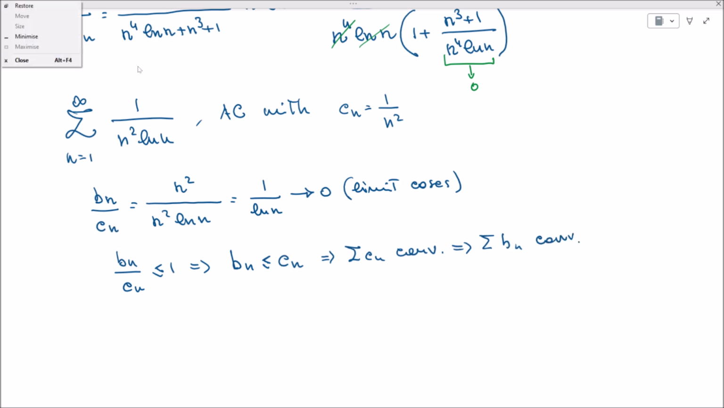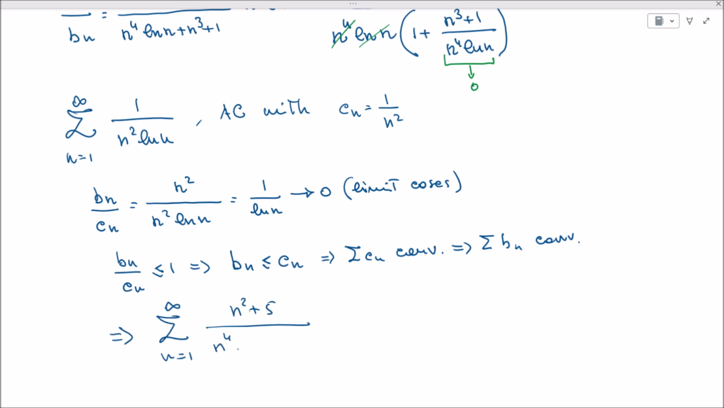So the same thing can be concluded also for the sum of An. So we can conclude that the sum, as n goes from 1 to infinity, of (n squared plus 5) divided by (n to the fourth logarithm of n plus n to the cube plus 1) converges.